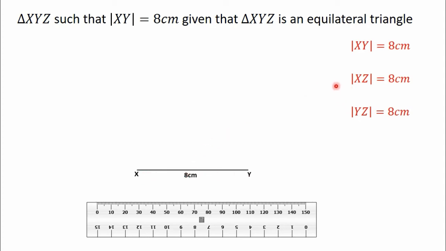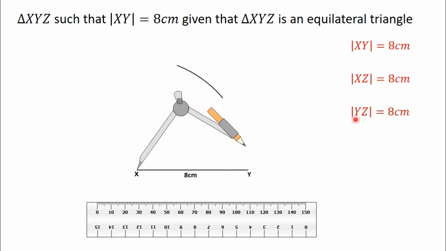We move on to the next side, which is XZ. XZ has a length of 8 centimeters. So you pick the compass and you measure 8 centimeters on the ruler. You put the needle of the compass on 0 and stretch the other part to 8 centimeters, which will be 80 millimeters on my ruler. Now, after you have done that, you put the needle of the compass on point X because we are constructing the side XZ. So you put the needle on point X, you turn it and construct an arc.